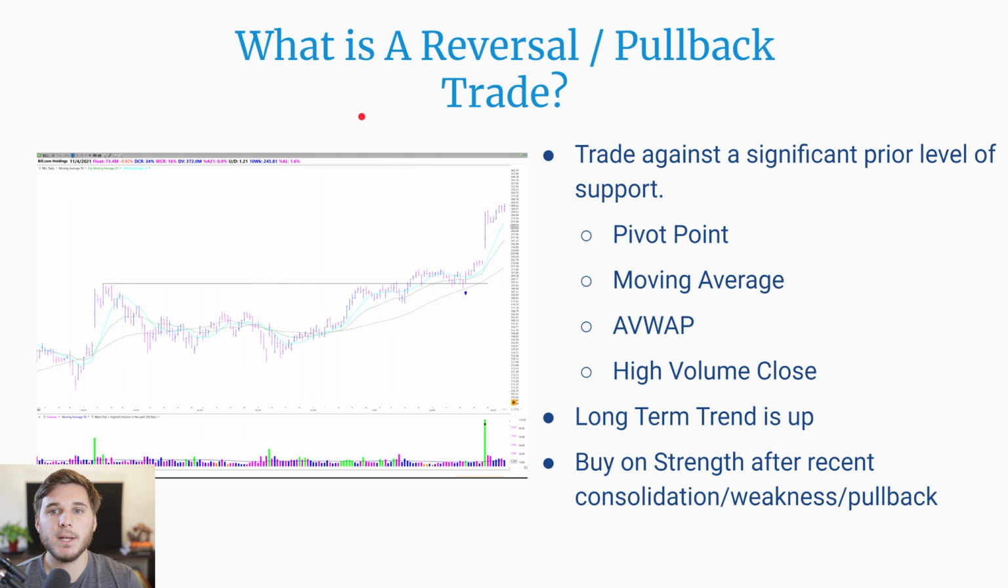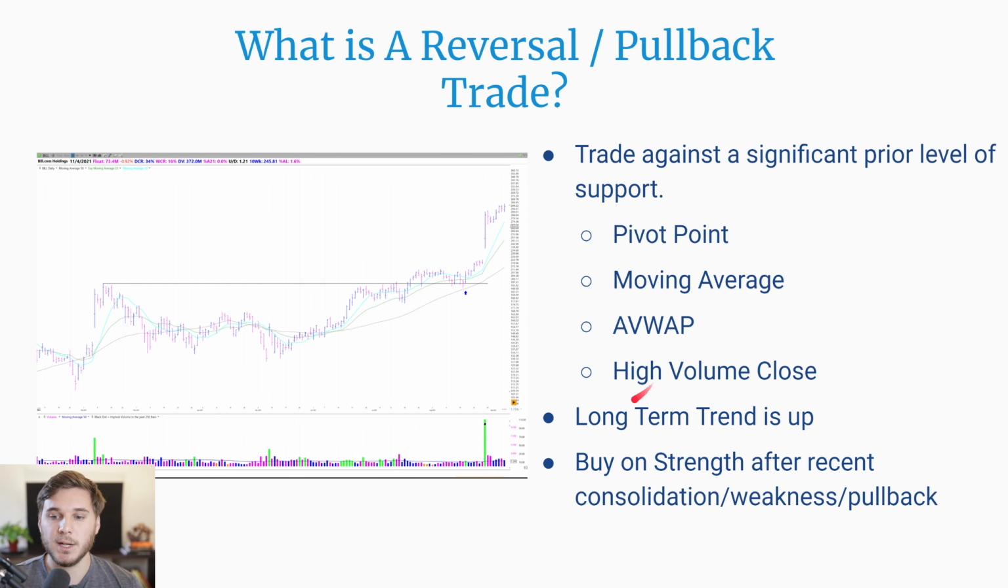So getting into the video, what is a reversal or pullback trade? Well, it's essentially a trade against a significant prior level of support, such as a base pivot, a moving average like the 50-day moving average or 23 exponential, an anchored VWAP, or some other level like a high volume close, 100 level, or a whole number like what Ray loves to do. So you can really be flexible with this, find what works for you, and do a bunch of studies to find the optimal way to adapt this to your personal style.